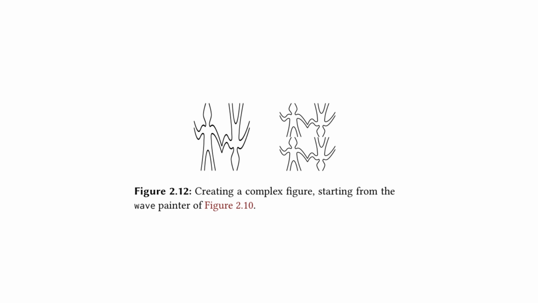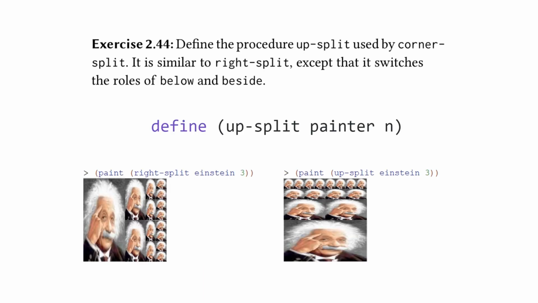So we're only going to cover the first 2 exercises from this section, but it starts to give you an idea of what we're working up to. The first exercise from this section is 2.44, and it says define the procedure upsplit used by corner split. It is similar to right split, except that it switches the roles of below and beside.